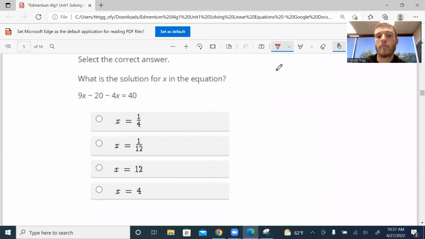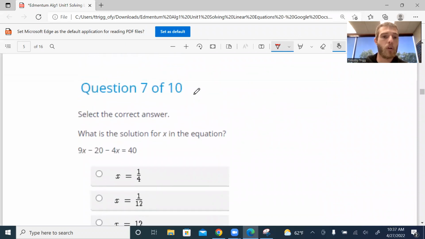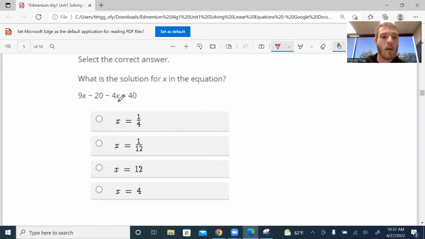Okay. Next one, number 7. Take a look at this one. This one's a little bit different than what we've seen before. In this one's case, we have a 9x and we have a -4x, but they're both on the same side of the equal sign together. You see that? So they don't actually need to move sides at all because they're already together on the same side. In this case, we would just combine them together into a single term.